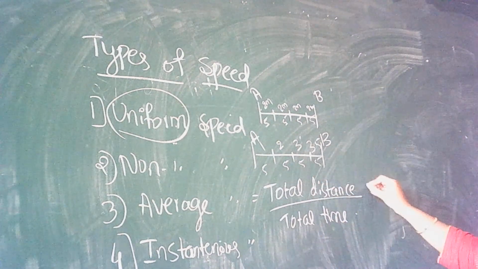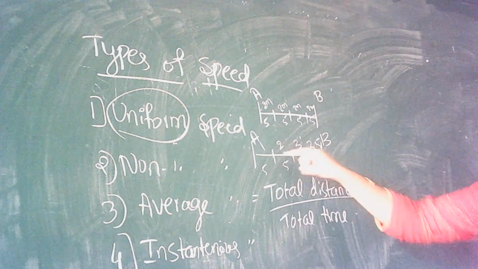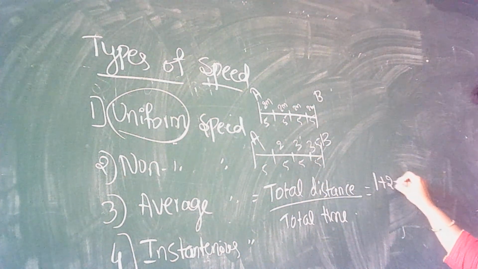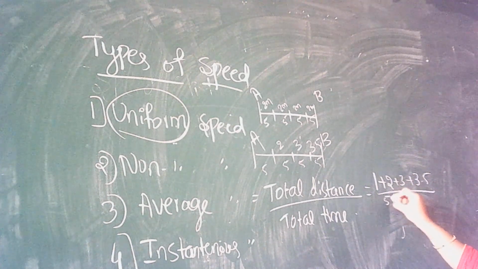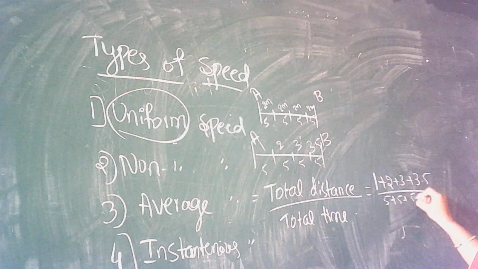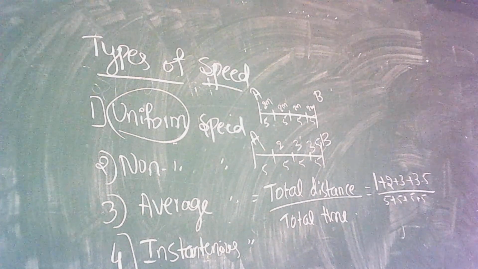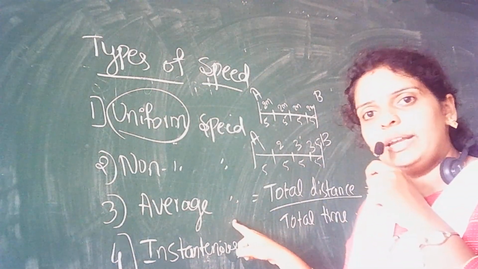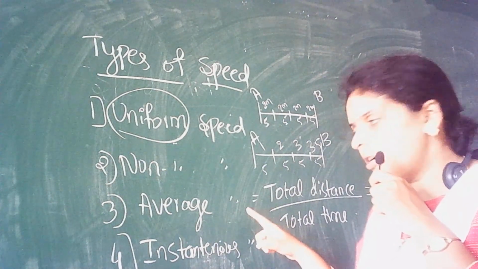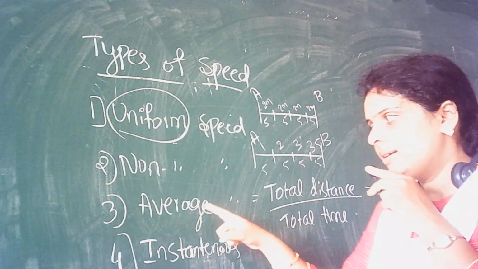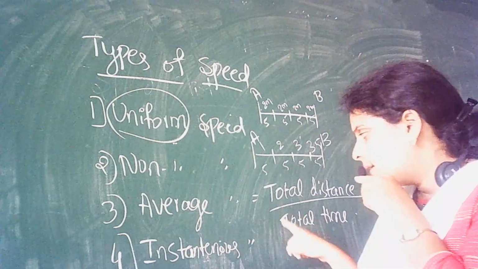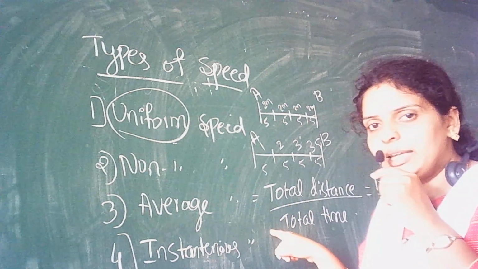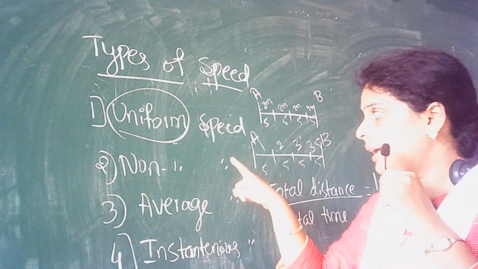So in the given example you can see, what is the total distance? It is 1 plus 2 plus 3 plus 3.5 divided by total time. It is 5 plus 5 plus 5 plus 5. Very simple. So average is nothing but what? In Kannada you say sarasari. So how do you calculate average? Total distance traveled by the body divided by total time taken is known as average speed.